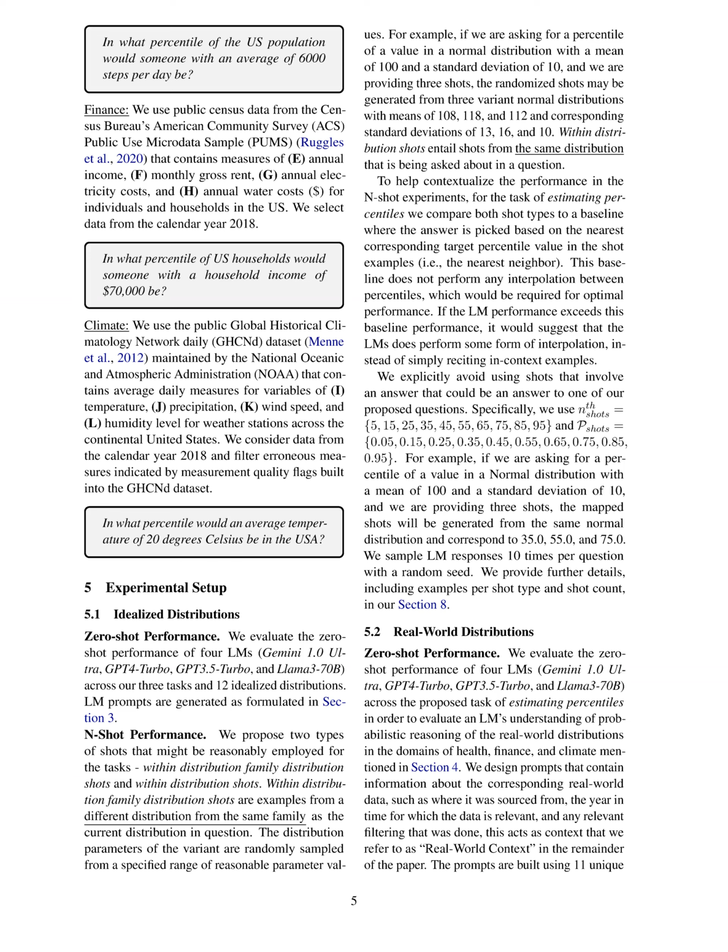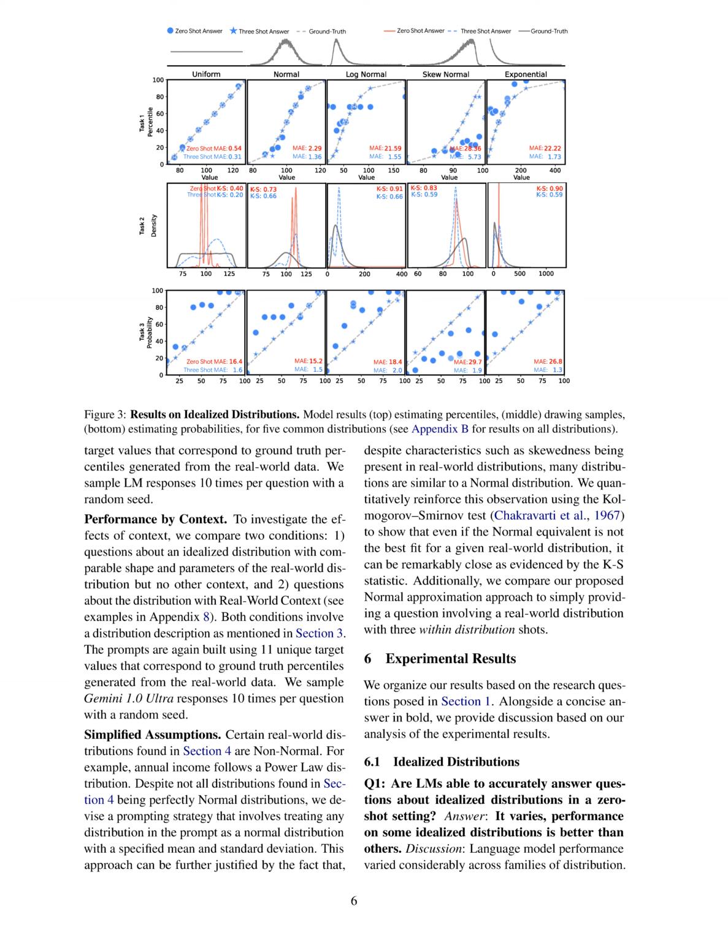The method further investigates the effects of providing prompt examples from different distributions in the same family, or samples from the same distribution. It compares the performance when providing within-distribution shots versus within-family shots, showing that within-distribution shots have a more significant impact on LM performance.